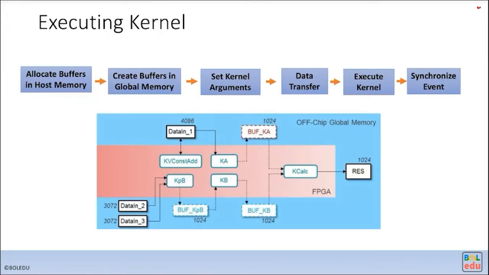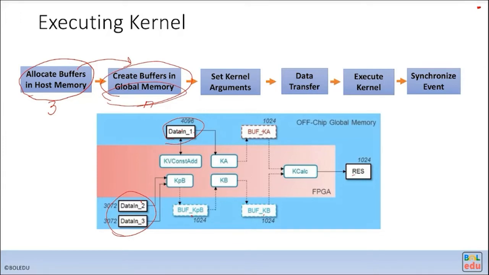Next step, we will prepare to execute the kernel. First we need to allocate buffers in the host memory, and then we have to create corresponding buffers in the global memory. In this example, we have 3 host memory buffers, and how many in global memory? 1, 2, 3, 4, 5, 6, 7. We have 7 buffers in the global memory. So here we create 3 host buffers, and we create 7 buffers in the global memory.